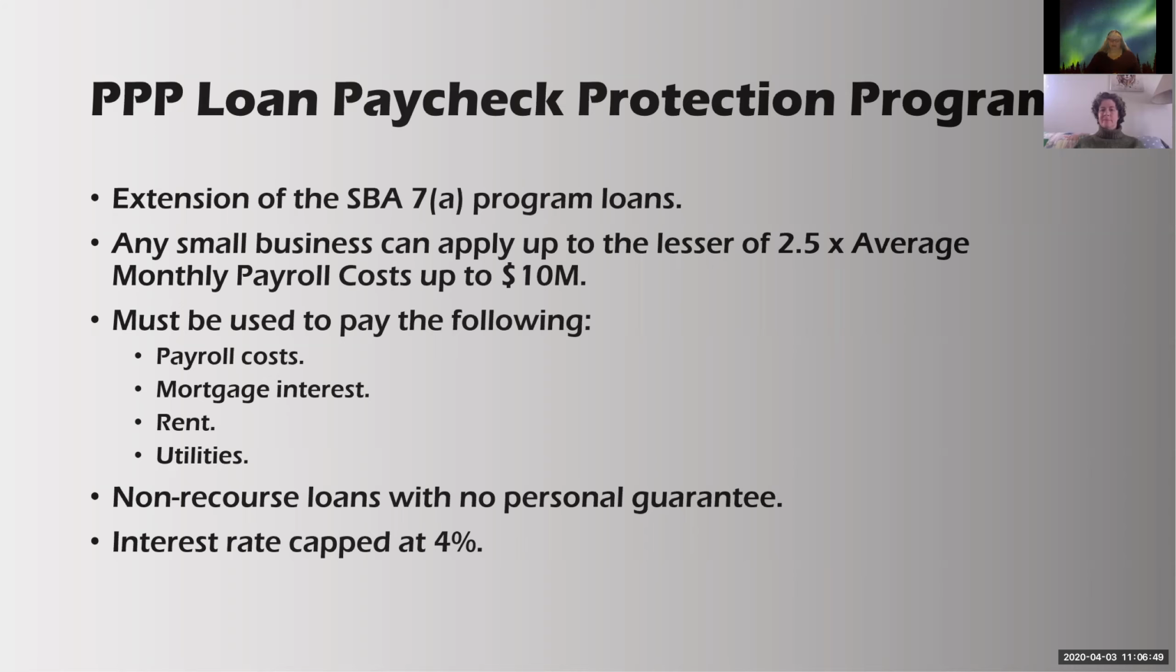These are non-recourse loans, meaning that you don't have to have collateral to be able to get them. You also do not have to do a personal guarantee. This is a business loan. Most SBA loans require a personal guarantee by the owner that it will be paid back, but these ones do not. Your interest rate is going to be capped at 4%.